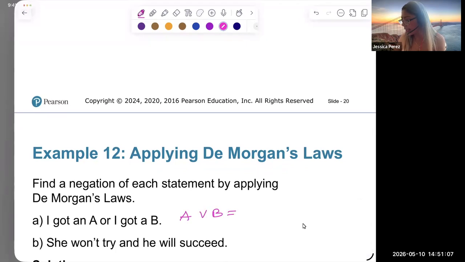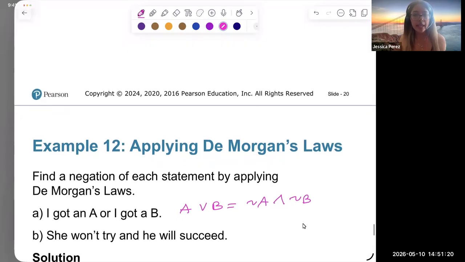So you're negating A, and negating B. That would be De Morgan, because you start with A or B. So A or B. Now you would not have A and you would not have B. That would be the negation.